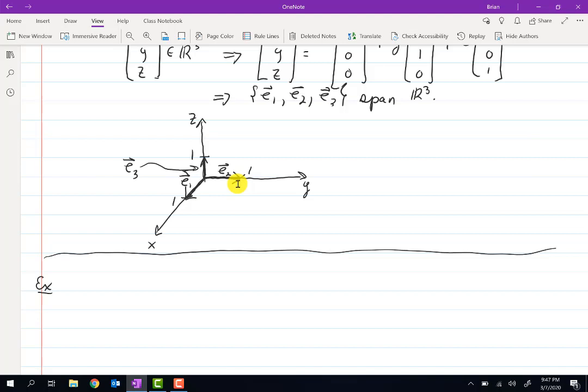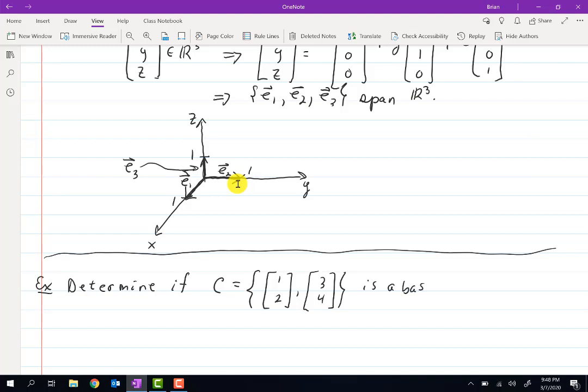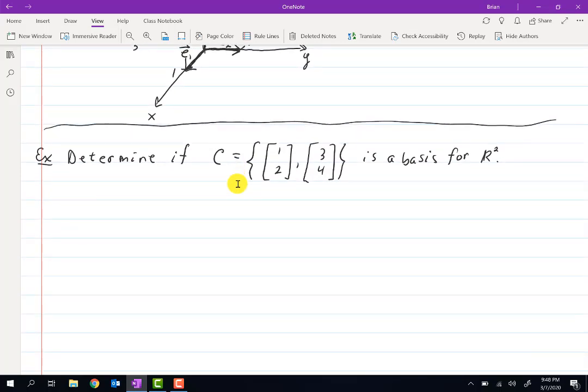So let's determine if, let's call it C, this will be the vectors (1, 2), comma, (3, 4), is a basis for R2. Well, we need to show linear independence.